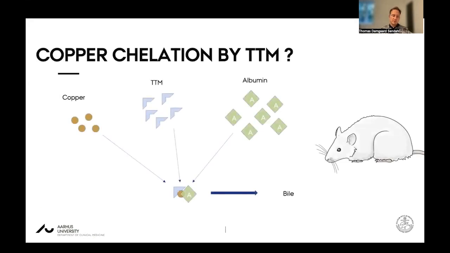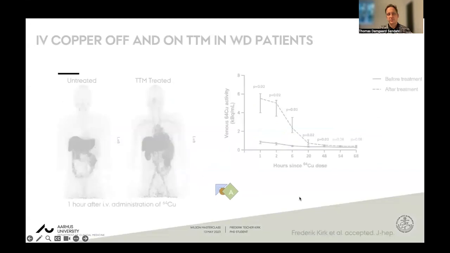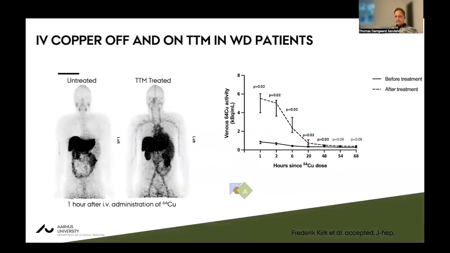So what was available in the literature at the time from in vitro studies and also from animal studies was that we knew that copper would bind TTM, that would again bind albumin, and together these 3 compounds would form the so-called tripartite complex with TTM, copper, and albumin. And there was a study from Japan in rats showing that this tripartite complex would actually be excreted into bile. And so this was kind of ideal for us to see if we can show biliary excretion in humans.